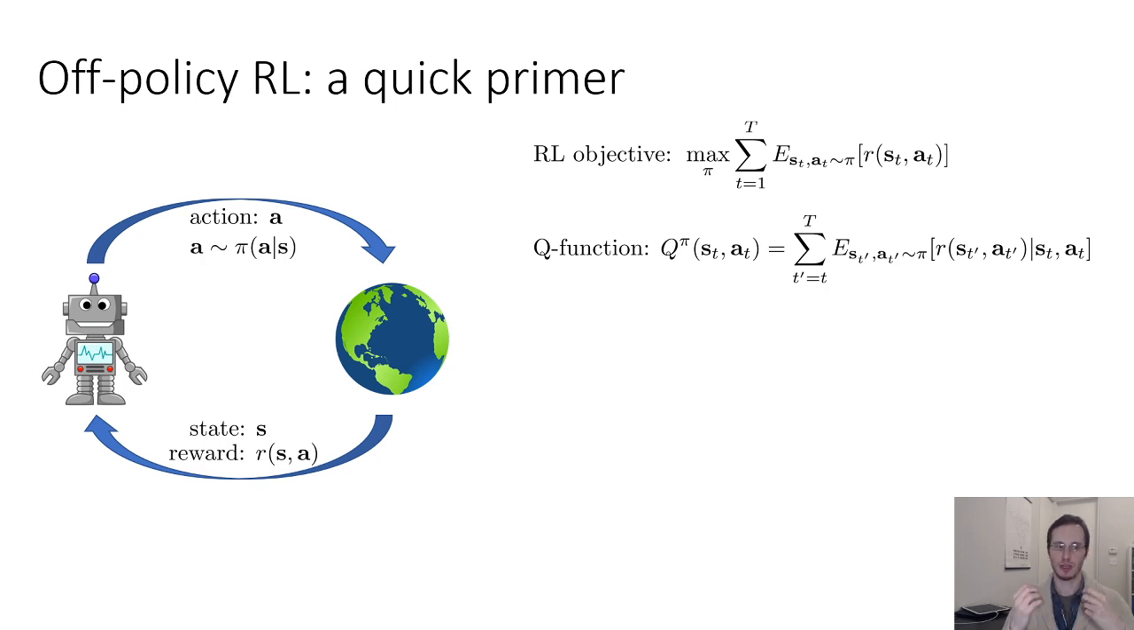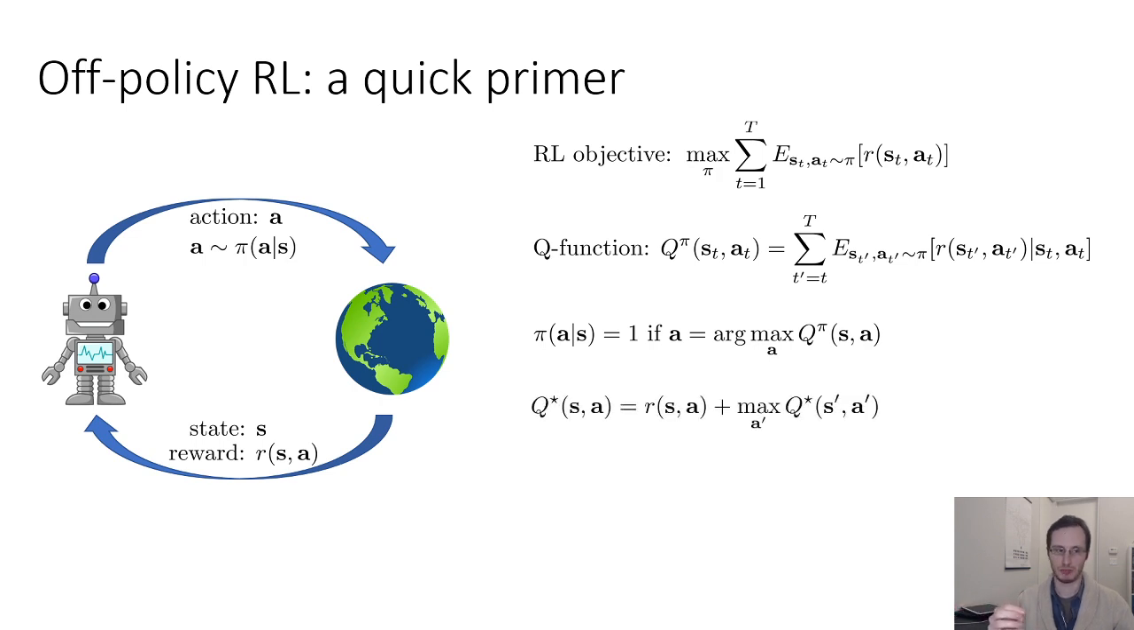state st and then take an action at, what will be the total reward that we'll get if we then follow the policy pi. If we can acquire such a Q function, we can then determine the optimal policy simply by taking an action with probability 1 if it is the argmax of the Q function. This is the basis of policy iteration.